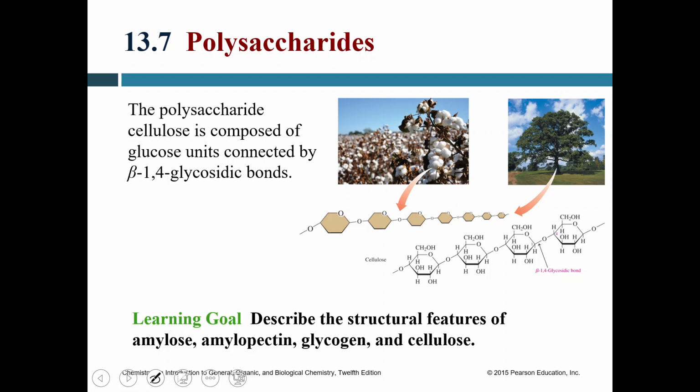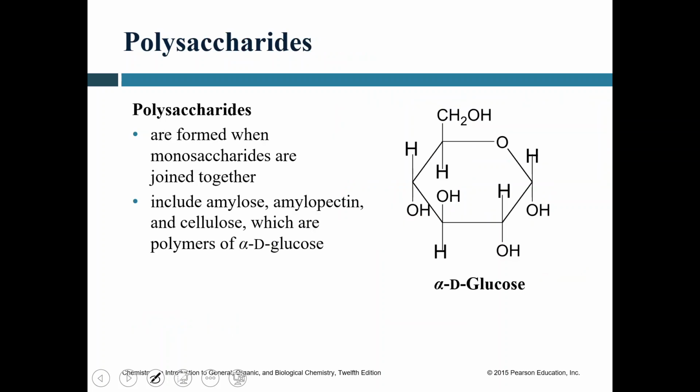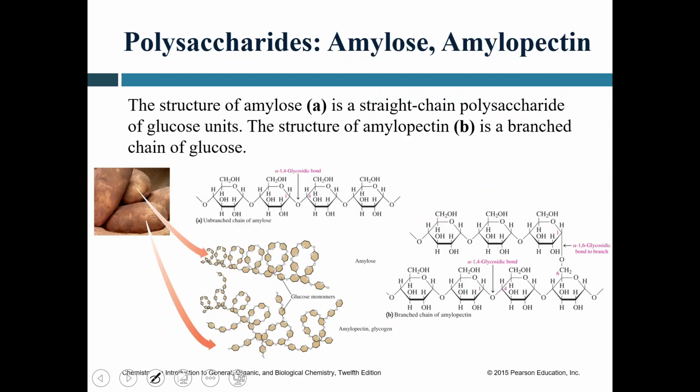Polysaccharides. Cellulose is composed of individual glucose molecules connected by beta-1,4 glycosidic bonds. Polysaccharides are formed when monosaccharides are joined together. Polysaccharides include amylose, amylopectin, and cellulose, which are all polymers of alpha-D-glucose. Amylose is a straight-chain polysaccharide of glucose units. Amylopectin is a branched chain of glucose.